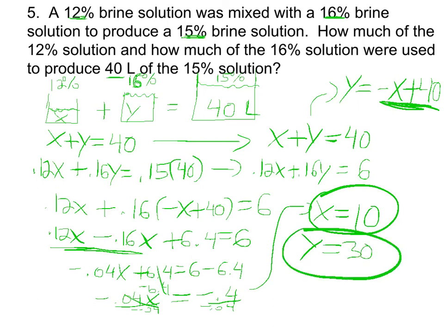And it makes sense. Y is 30, I have more of the solution that's 16%, because this percentage is closer to 16 than it is to 12. So make sure I'll put liters. So you have 10 liters of the 12% brine solution and 30 liters of the 16% brine solution.